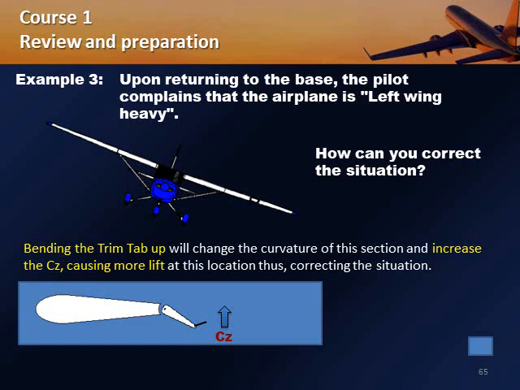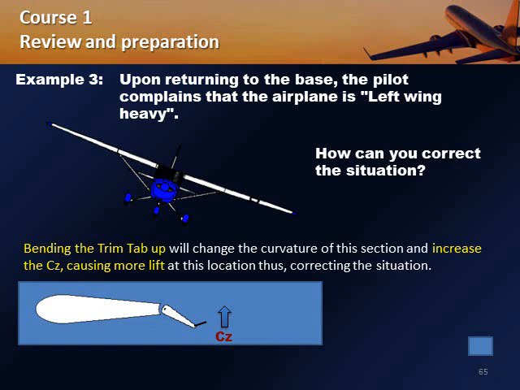So if you bend up that little trim tab, the change of curvature in its section will increase the lift, because if you're moving this little tab up, it will push down on the control surface. In this case here, this will cause more lift to be produced by that aileron, and this will actually correct the situation of the heavy left wing.